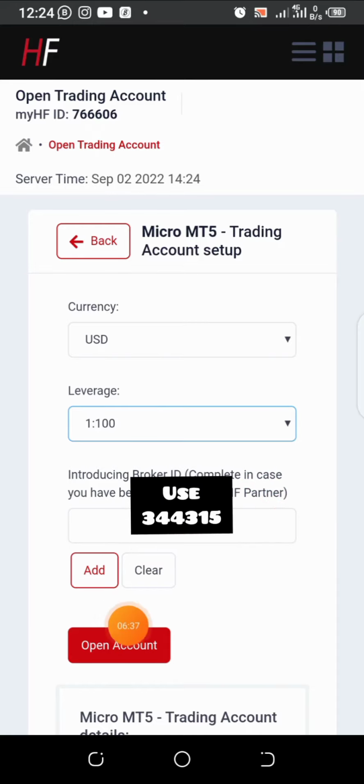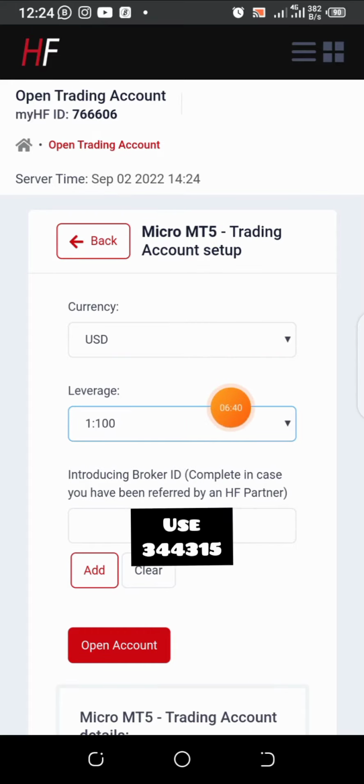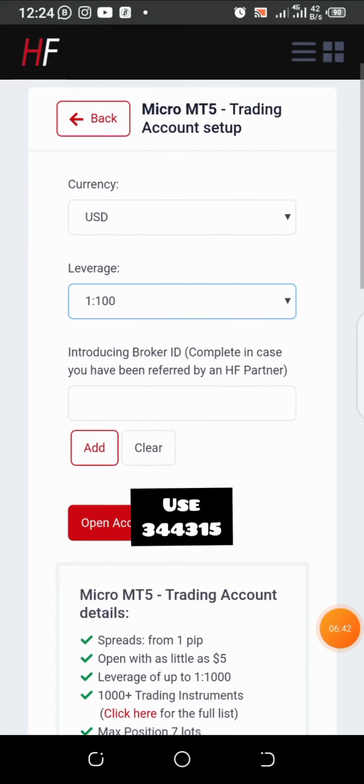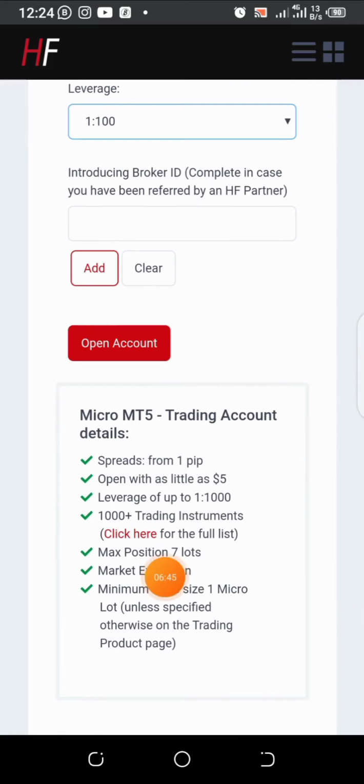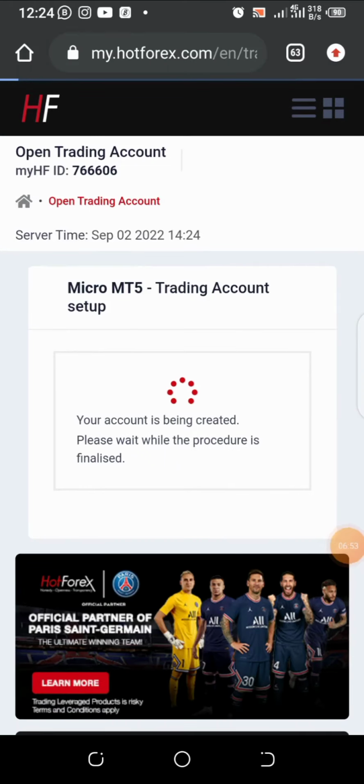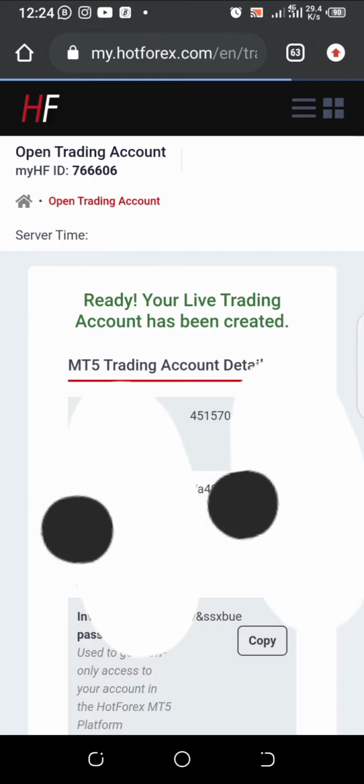So after that, MT5 USD 1 to 100, then I click on open account. You can see what they offer here. Maximum position 7 lots. See, also these are the things that MT5 entails. So I click on open account right here. They're going to send me the login information of my MT5 trading for this account. You can see, this is what I'm going to copy. I'm going to copy this trading account right here, and I'm going to copy this password right here.